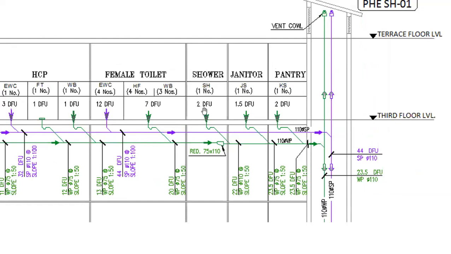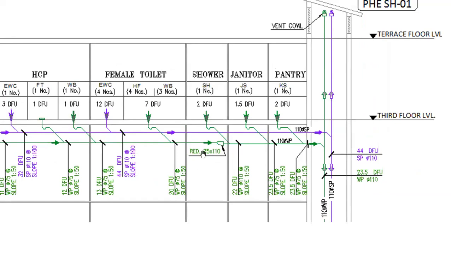From the shower, one waste pipe you have to connect. For the shower, you have to take two drainage fixture units. 2 plus 20, 22 will come. So you are increasing the flow rate here. You are increasing the fixture rate. That's why you have to change the diameter.